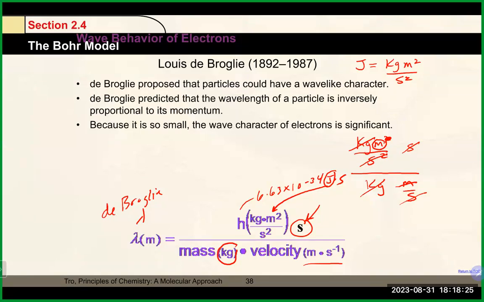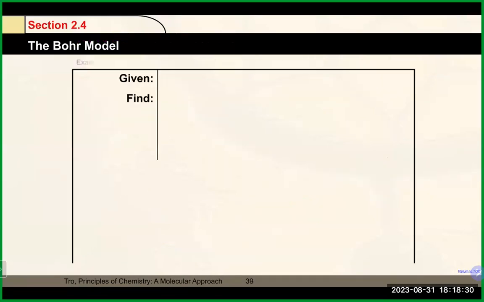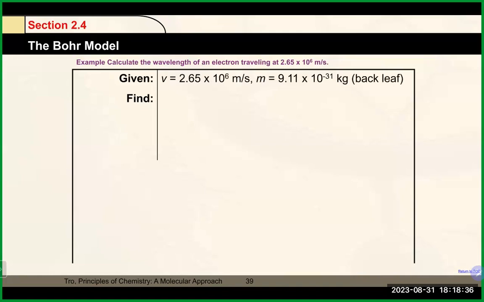Any questions on that? Let's take a look at one here, calculating a de Broglie wavelength. Why don't you give it a try? Calculate the wavelength of an electron that is traveling at 2.65 times 10 to the 6 meters per second. The mass of an electron is 9.11 times 10 to the minus. Okay, so if we do this calculation, our wavelength is equal to h divided by our mass times our velocity. In this particular problem, everything is nicely in all the right units, and it won't always be.